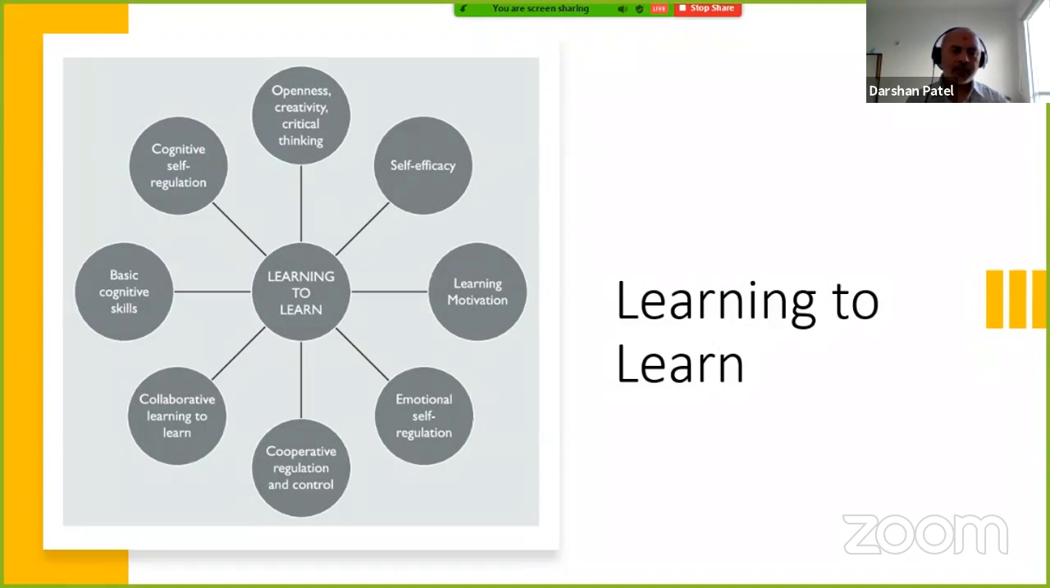So learning to learn, and there are 8 aspects of it. Let's start with the first thing, which is efficacy. Second is learning motivation. I'll explain each one of that. Emotional self-regulation. Cooperative regulation and control. Collaborative learning to learn. Basic cognitive skills. Cognitive self-regulations. Openness, creativity, and critical thinking. So these are the important aspects of learning. When you achieve them one by one, I think your learning skill improves. These are the skills basically not taught in any educational institute.